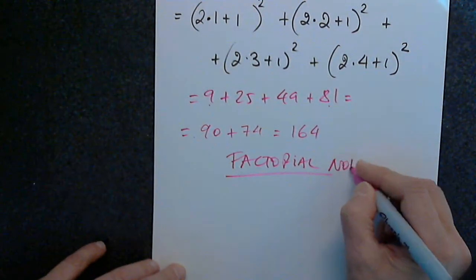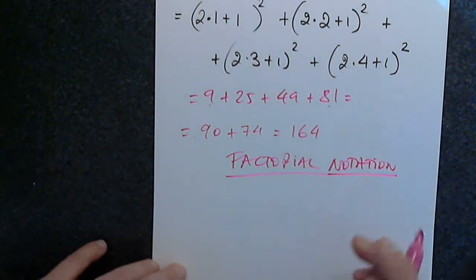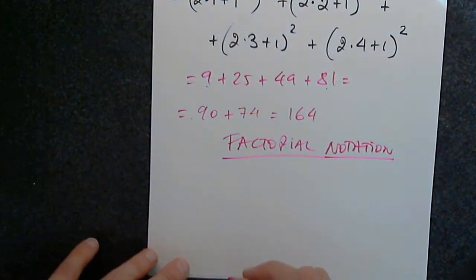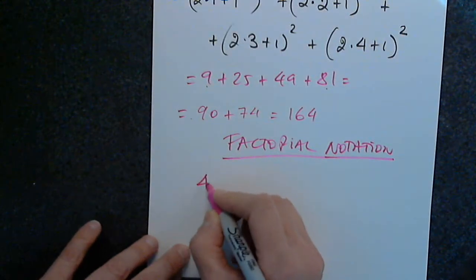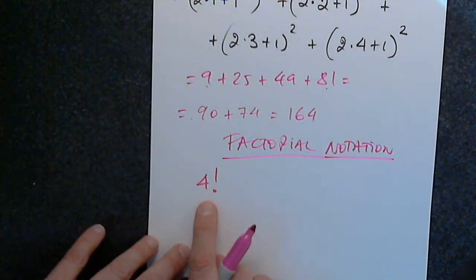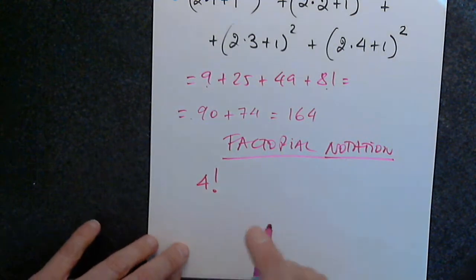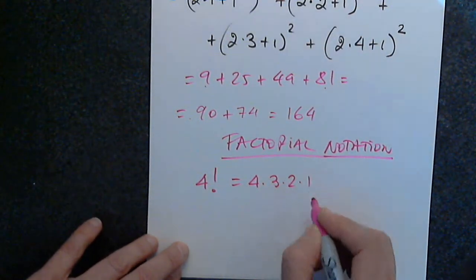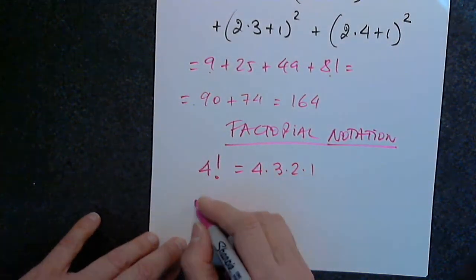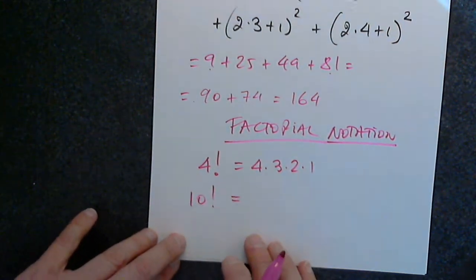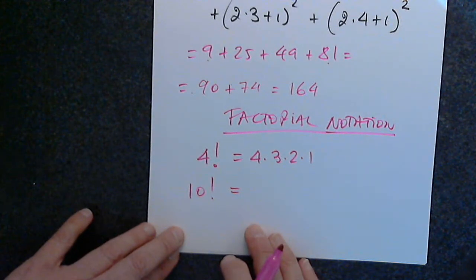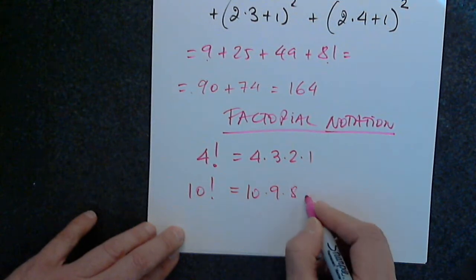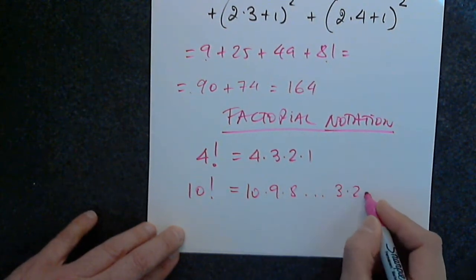Factorial notation. Before we continue, we have to discuss factorial notation. So if we encounter something like 4 factorial, 4 and the exclamation mark, this means the product of the first 4 numbers. Can anyone tell us what 10 factorial will mean? 10 times 9 times 8, dot, dot, dot, 3 times 2 times 1.